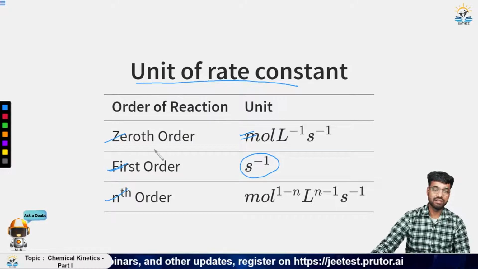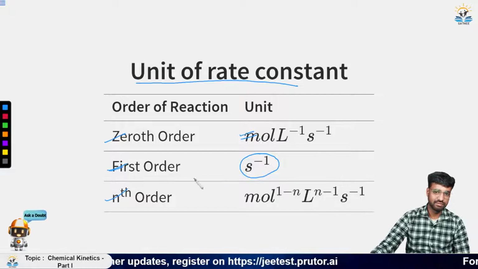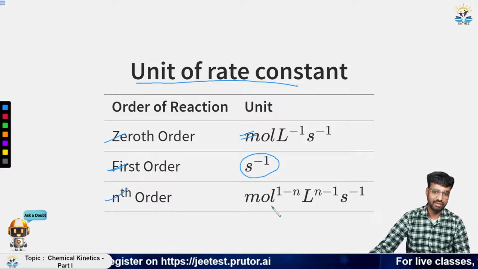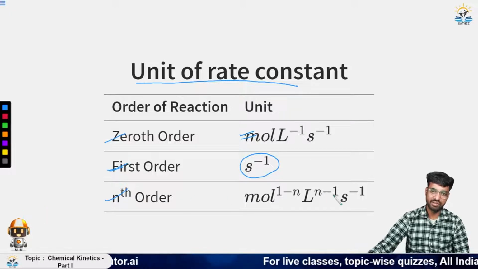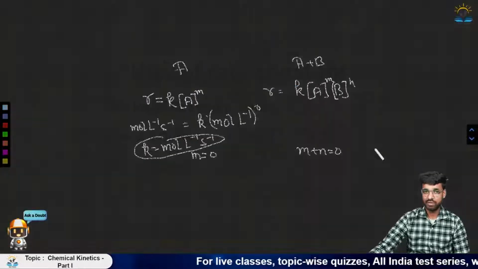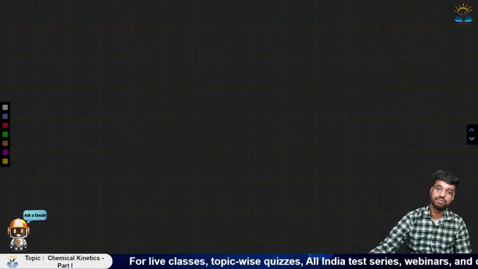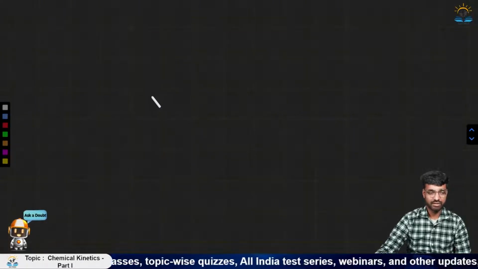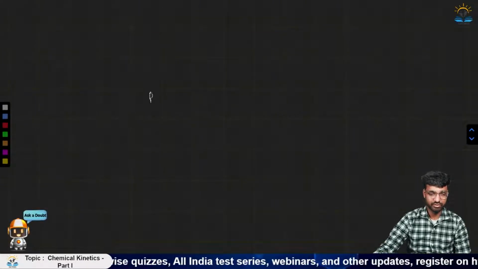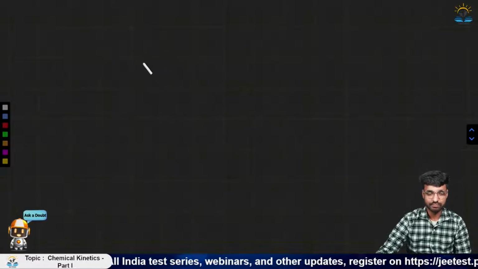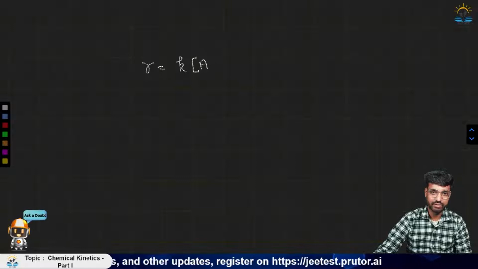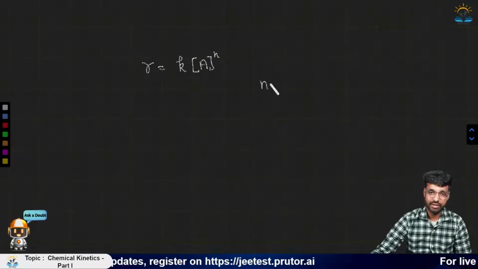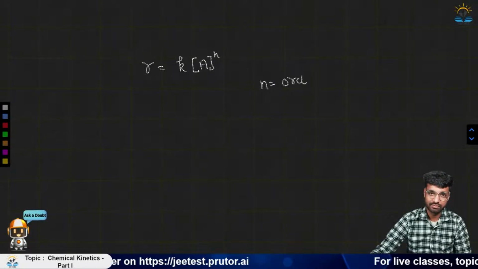Now let us generalize this rate of reaction in one formula. So for the nth order it can be written as mole to the power 1 minus n, liter to the power n minus 1, per second, where n is the order of reaction. If you want, you can see the derivation very clearly here. I have made a general form of it. So suppose this is our rate of reaction, which is written as R is equal to K A to the power n, where n is the order of reaction.